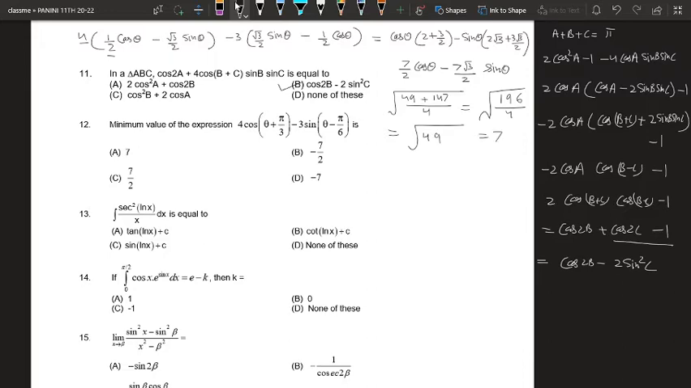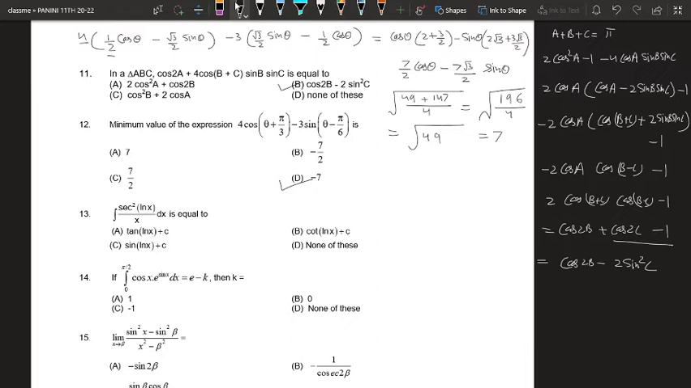Now the minimum value of this expression would be minus 7, because this value lies between minus 7 and plus 7. So if we haven't committed any calculation mistake, the answer would be minus 7. So the problem is easy. If your calculation is correct, then the problem is correct, because conceptually there is no complexity in this problem. It is simply based on a cos theta plus b sin theta, whose maximum and minimum values lie between minus under root a square plus b square and plus under root a square plus b square.